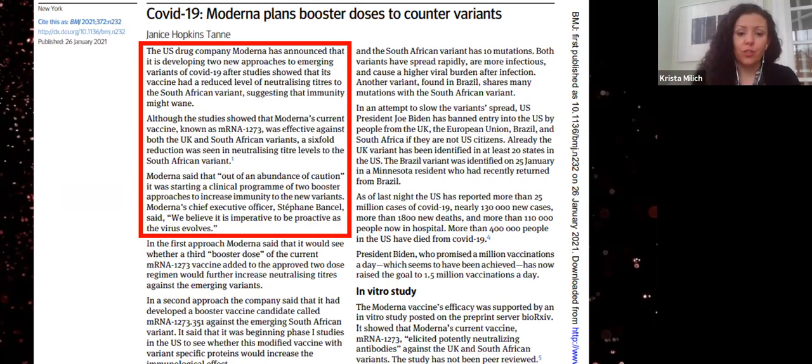Although the studies showed that Moderna's current vaccine, known as mRNA-1273, was effective against both the UK and South African variants, a 6-fold reduction was seen in neutralizing titer levels to the South African variant. Okay, that's that concerning part we just heard about. Moderna says that out of an abundance of caution, it was starting a clinical program of 2 booster approaches to increase immunity to the new variants. Moderna's chief executive officer said, "We believe it is imperative to be proactive as the virus evolves." So one approach that they are taking is thinking about if they can give an additional booster.